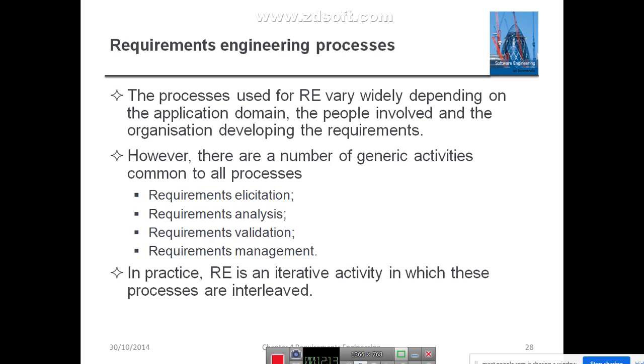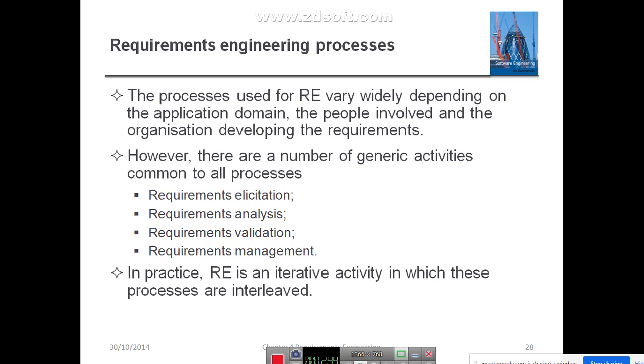Then after that we have stated some generic activities. Those are general activities present with respect to all the processes of requirement engineering. Which are those activities? They are the requirement elicitation and analysis, and the validation and management. These are some generic activities that are common to all the processes of requirement engineering.